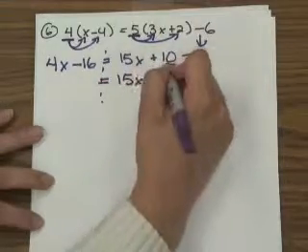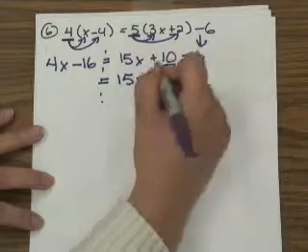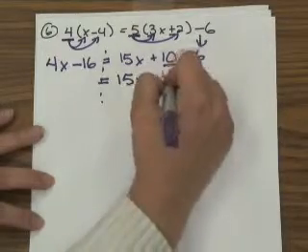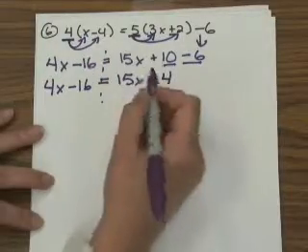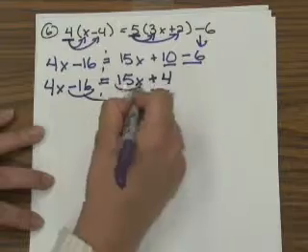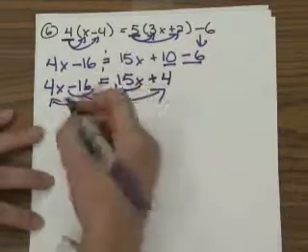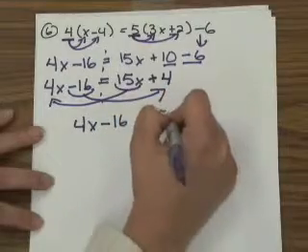15x, 10 and negative 6, they're opposite signs, so I'm going to subtract and take the sign of the higher number, which 10 is higher and it's positive. It's going to be plus 4. And then I have 4x minus 16. Now my job is to get all the numbers on one side and all the variables on the other. So let me just rewrite that for you. 4x minus 16 equals 15x plus 4.